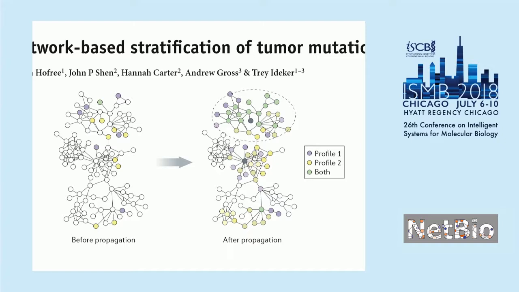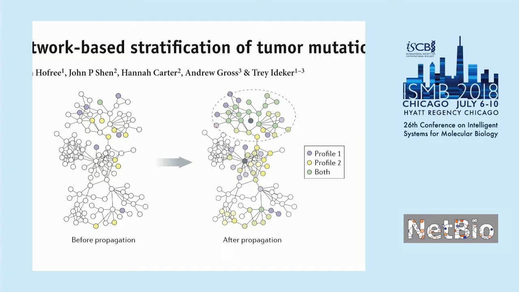Suppose we are given a molecular network where each node is a gene and each edge is a gene-to-gene interaction, and we are projecting two patients' mutation profiles onto this map. Patient 1 has mutations on the blue genes and patient 2 has mutations on the yellow genes. At first glance, these two patients are very different in terms of their mutational profile, right?